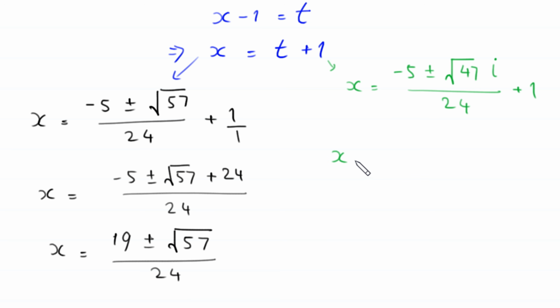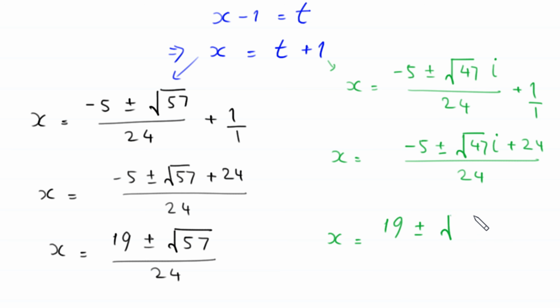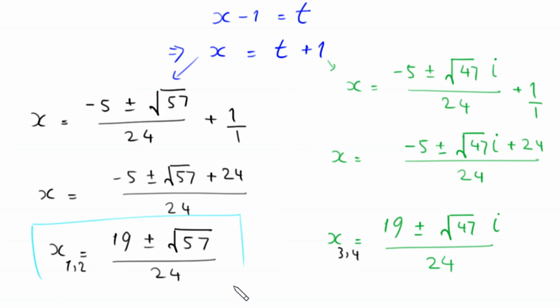From this equation, x is equal to, we can write the denominator 1 and we take LCM 24. This negative 5 plus minus root 47i will come here, plus 24 divided by 1 is 24 times this one 24, and from here we get the value of x: 19 plus minus root 47i divided by 24. This is the first and second value of x, and this is the third and fourth value of x. So we have 4 solutions of this equation.